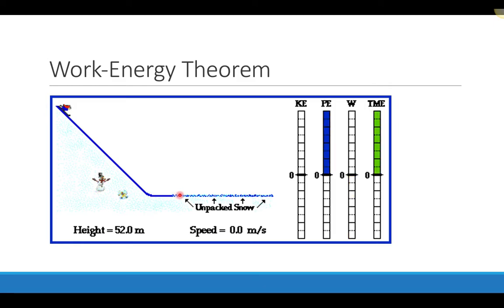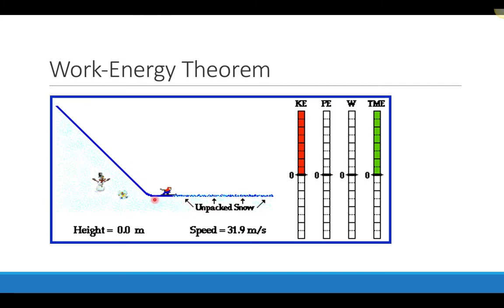When they get to the unpacked snow, they're traveling at some speed, so they have kinetic energy, but the unpacked snow causes them to slow down, right? Because it's like friction, it's like a rough surface. And so there's also work being done because they're now in contact with a rough surface. And the work that's being done here is actually negative work because the force that's being applied on the skier in the rough part here is opposite the motion.